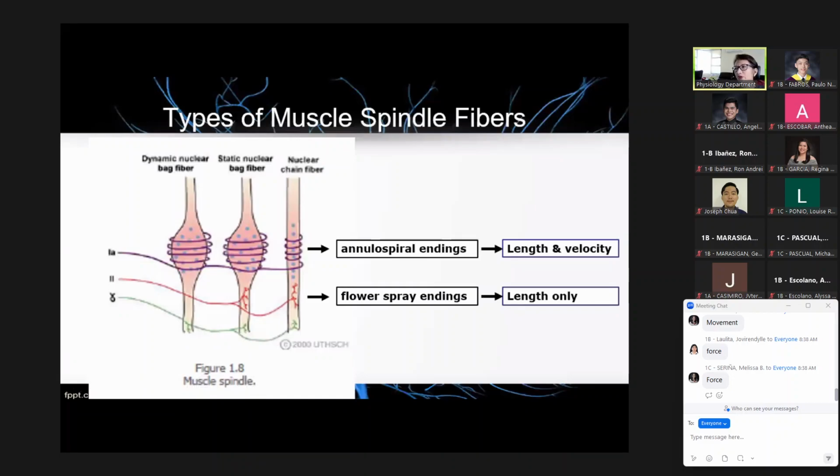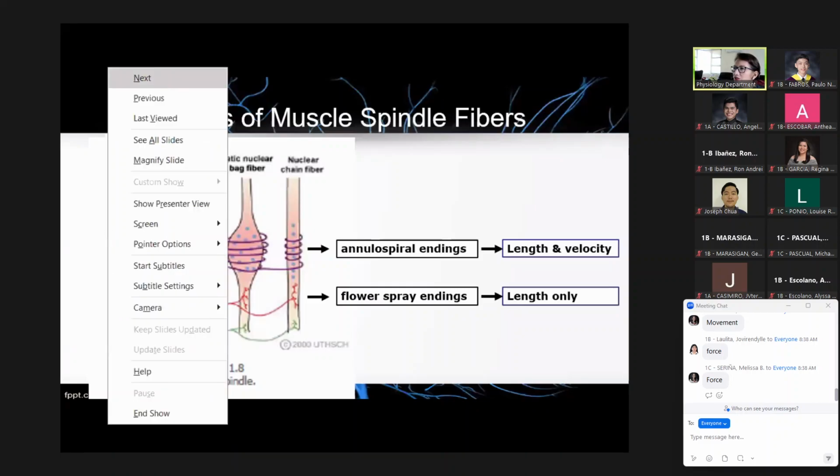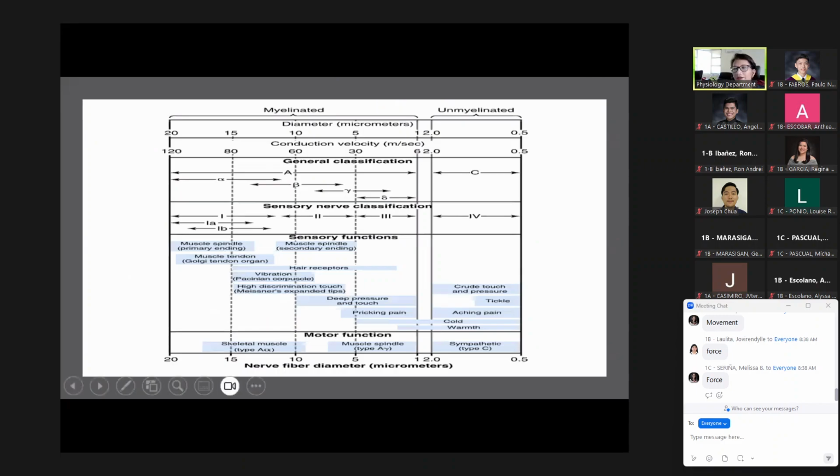Why is that important? That's important for the function which we will be discussing later, yung alpha gamma co-activation. Okay? So yung gitna, yung equatorial regions of these intrafusal muscle fibers are non-contractile. They are non-contractile.